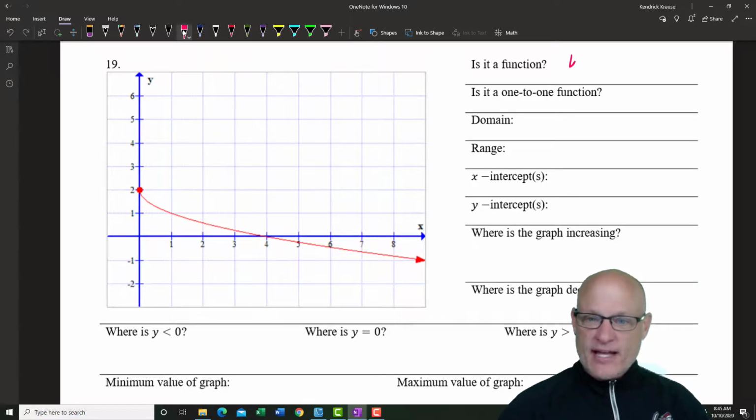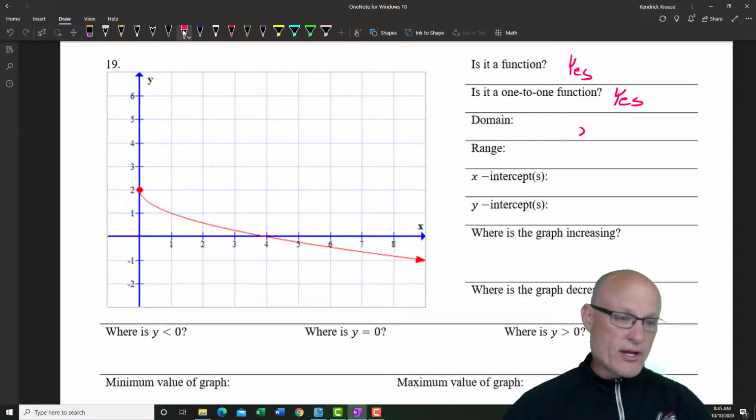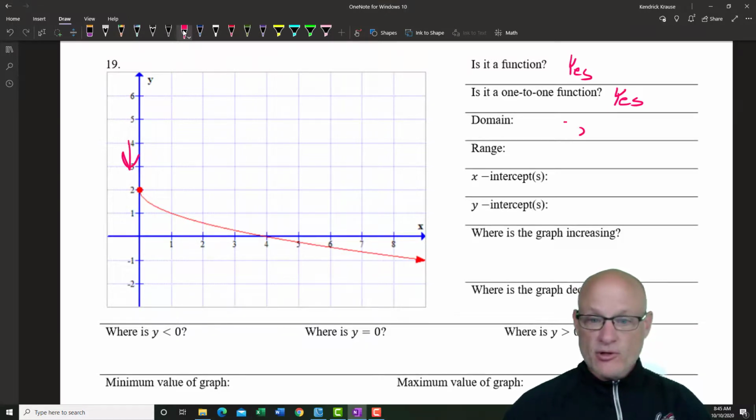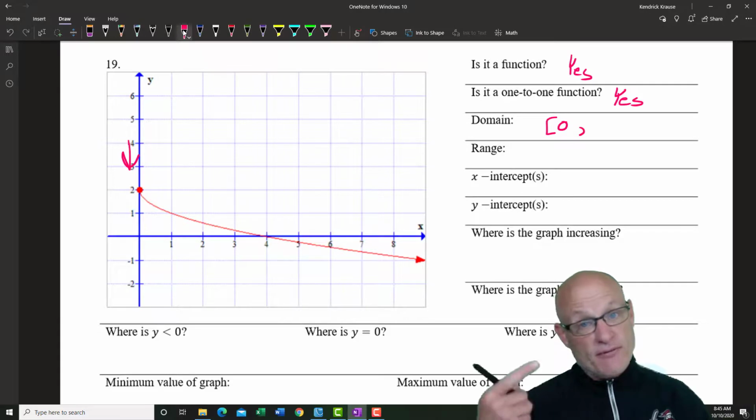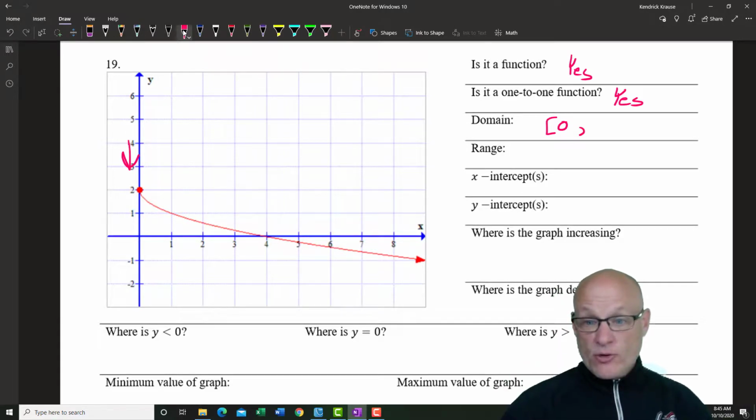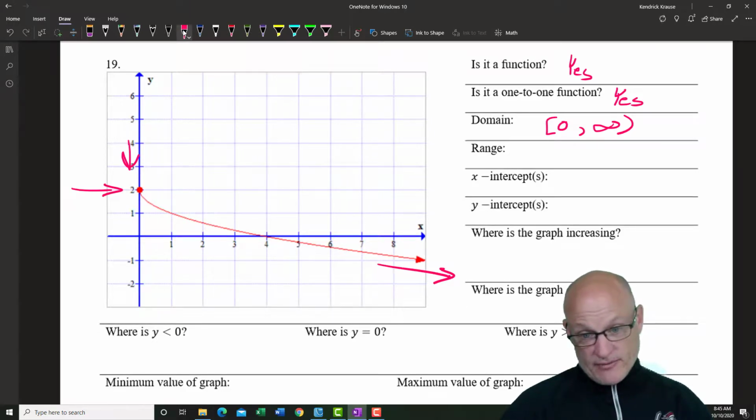Is this a function? Yes, it passes the vertical line test. Is it a one-to-one function? Of course, yes, it passes the horizontal and vertical line test. Domain, what's the leftmost number? Well, that would be right here. That would be 0, and we include it. And it goes forever and ever to the right, so it goes to positive infinity. Now, the highest number is 2, and the lowest number goes to negative infinity.